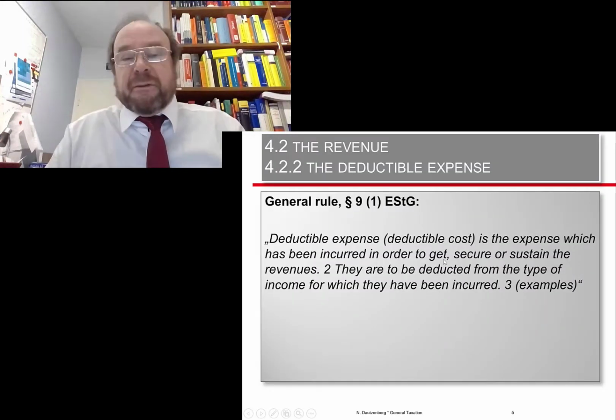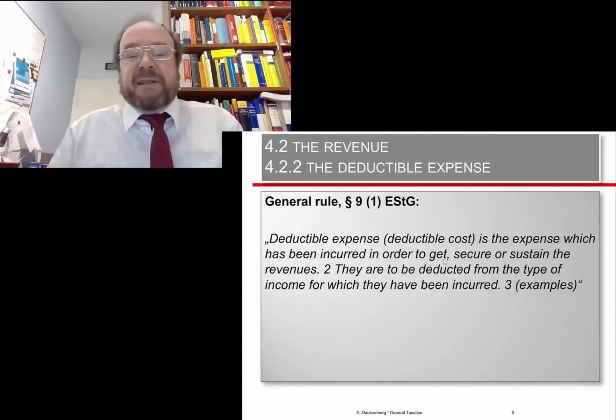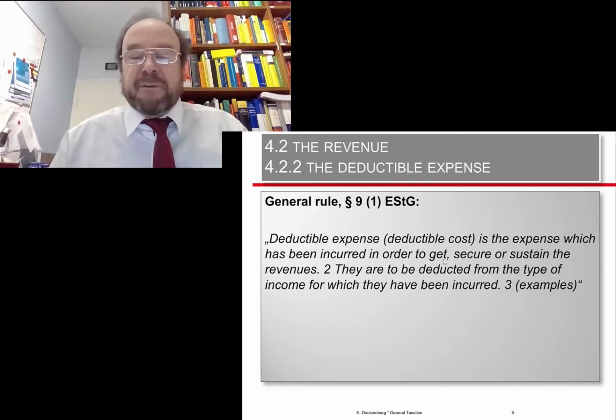Good. The general rule for deductible expense or income-related expense, or however you want to translate this, is the expense which has been incurred in order to get, secure, or sustain the revenues. They are to be deducted from that type of income for which they have been incurred, and then examples follow.